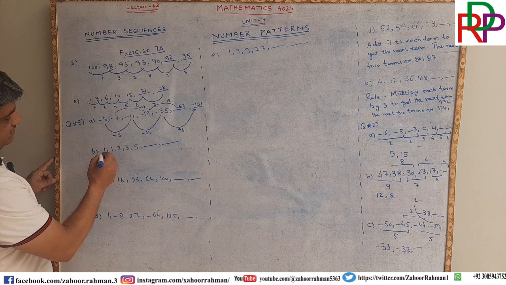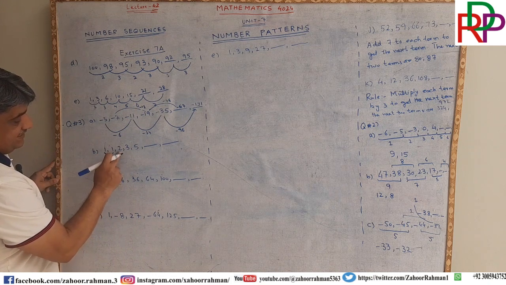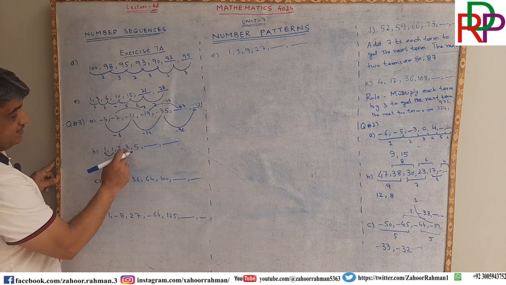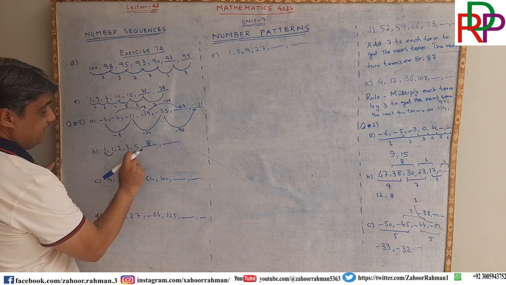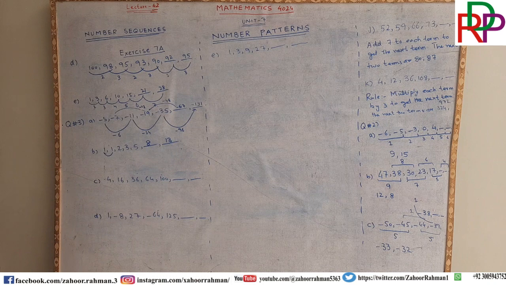Now in this question, you have to add the previous two numbers to get the next one. 1 plus 1 is 2, 1 plus 2 is 3, 2 plus 3 is 5, 3 plus 5 is 8, 8 plus 5 is 13. So 8 and 13 will be the next ones.